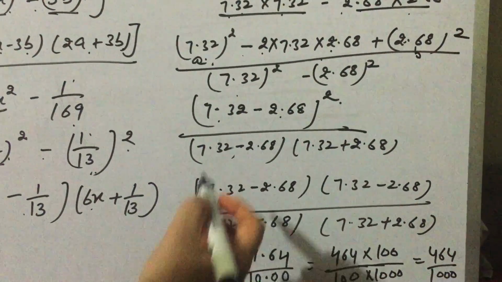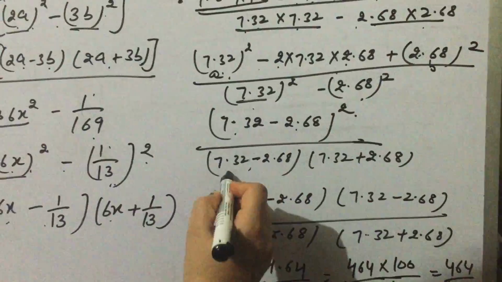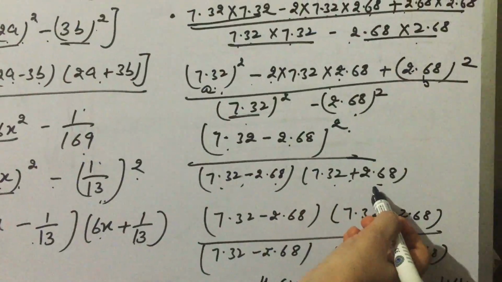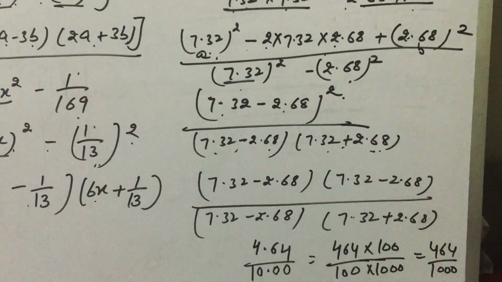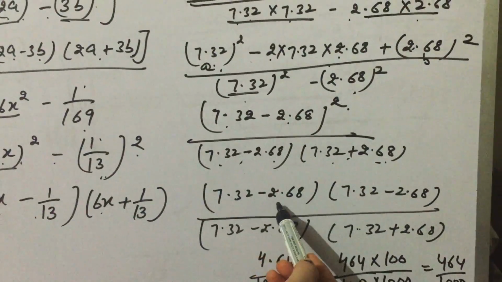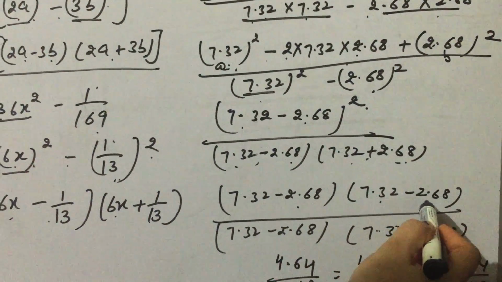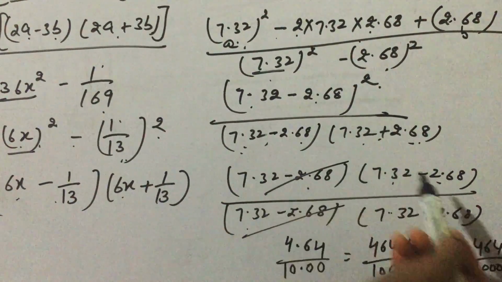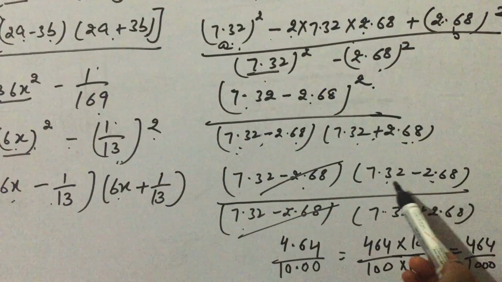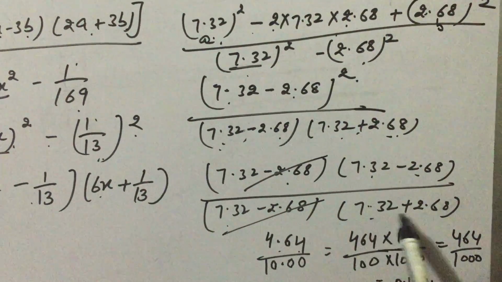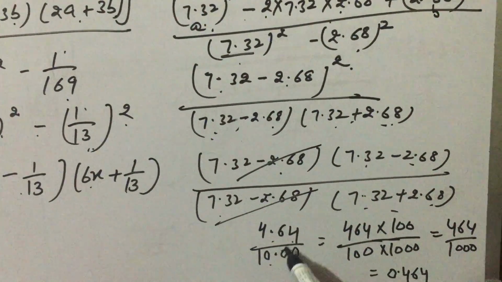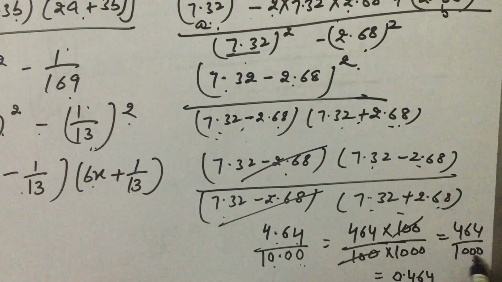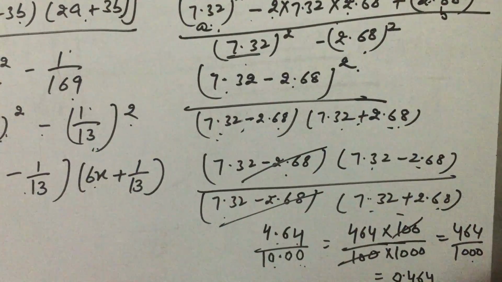7.32 minus 2.68 whole square upon a square minus b square. A minus b, a plus b. 7.32 minus 2.68, 7.32 plus 2.68. Now the whole square is here, so we can write 7.32 minus 2.68 two times. The denominator will be as it is, we can cancel it. Now what is left? 7.32 minus 2.68. We can subtract, we get 4.64. If we add these two terms, we get 10.00. Remove the decimal. Now 100 cancels, 464 by 1000. Now place the decimal, we get 0.464.